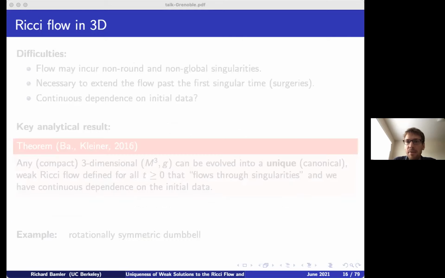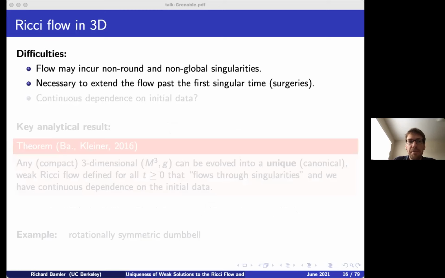But in higher dimensions, or in dimension 3, if we incur singularities, then we have to do certain surgery procedures, and this may create a big obstacle. Right, so we have to discuss this as well. And so in order to carry out the same idea in dimension 3, we will need an analytical result.